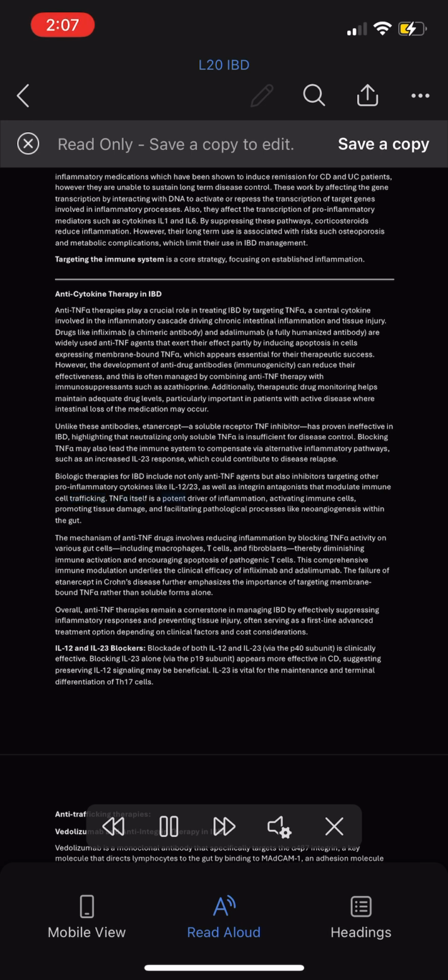TNF itself is a potent driver of inflammation, activating immune cells, promoting tissue damage, and facilitating pathological processes like neoangiogenesis within the gut. The mechanism of anti-TNF drugs involves reducing inflammation by blocking TNF activity on various gut cells, including macrophages, T cells, and fibroblasts, thereby diminishing immune activation and encouraging apoptosis of pathogenic T cells. This comprehensive immune modulation underlies the clinical efficacy of infliximab and adalimumab.